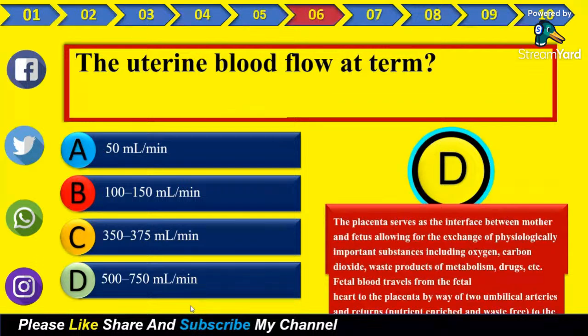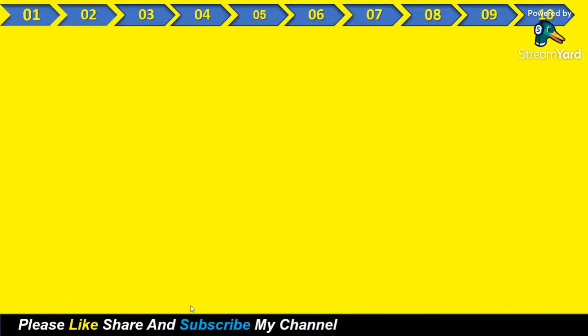The placenta serves as interface between the mother and fetus, allowing the exchange of physiologically important substances, including oxygen, carbon dioxide, waste products of metabolism, drugs, etc. Fetal blood travels from fetal heart to placenta by way of two umbilical arteries.